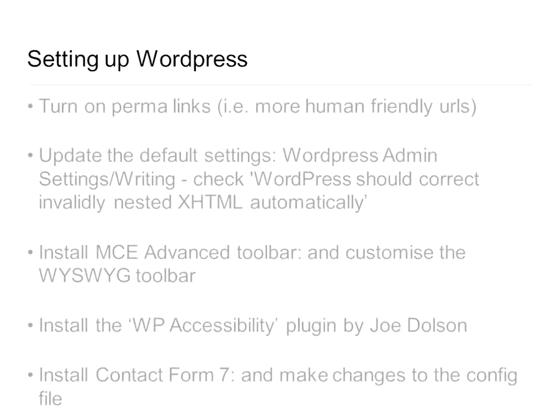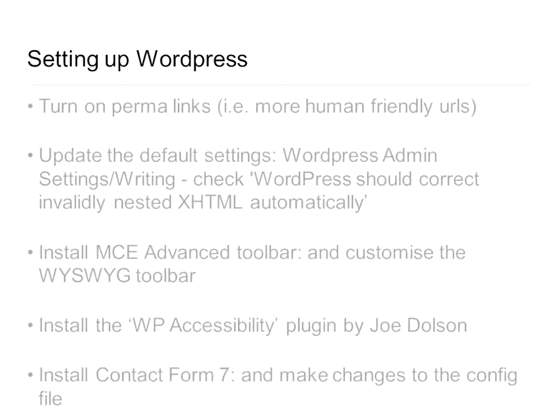I turned on the permalinks so that the URLs are a bit more human friendly. I updated some of the default settings within WordPress. For example, within admin settings writing, I checked the box that said WordPress should correct invalidly nested HTML automatically. And that just helps with the validation of your pages.